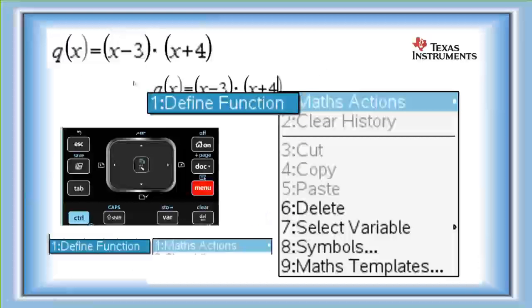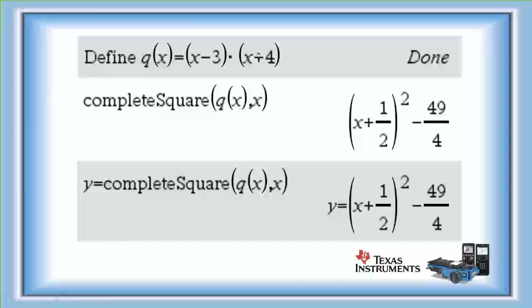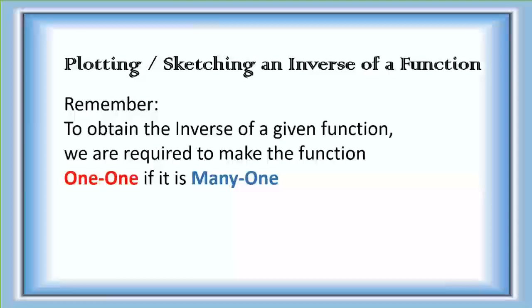Now you will see there's another option here. I've typed the function which is q of x over here, which is a quadratic. And when I do actually right click, which is control menu, it goes into the option of math actions. It says define function. And if I click define, it will actually define the function. And then again, I've just done a test for completing the square for my defined function. And that's just a smart way of putting, I just put y in front. So those are a few different ways of defining the function.